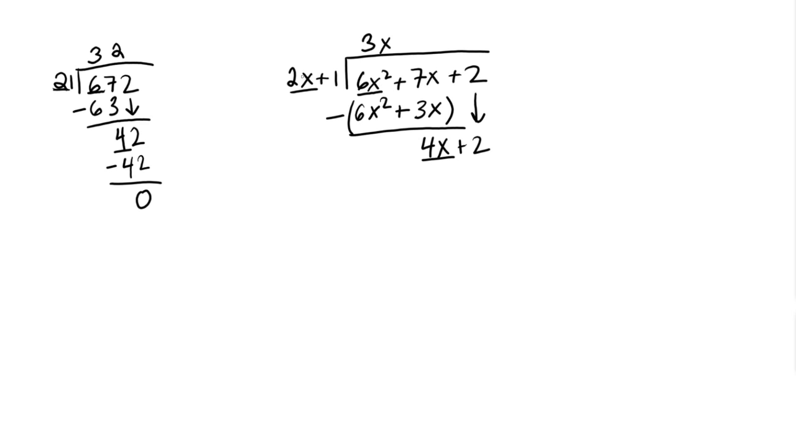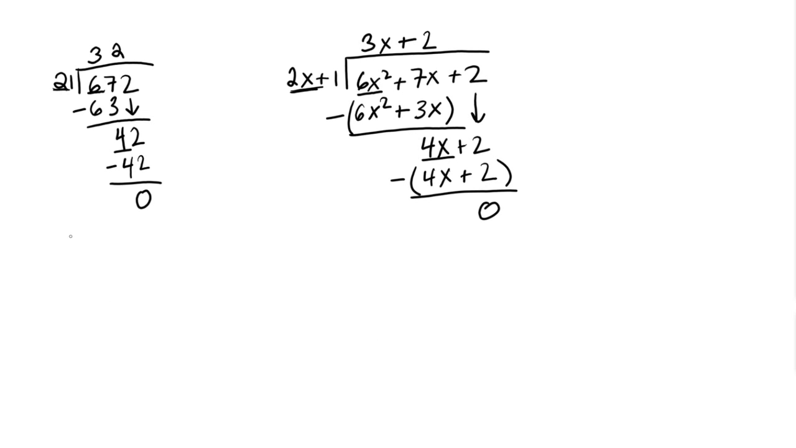So I divide this by this. So 4x divided by 2x is 2. And then I multiply 2 times 2x is 4x, and 2 times 1 is 2. And then I subtract. 4x minus 4x is 0. 2 minus 2 is 0. And that's how I divide.